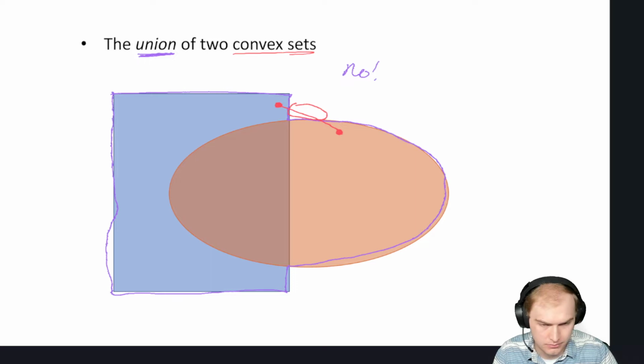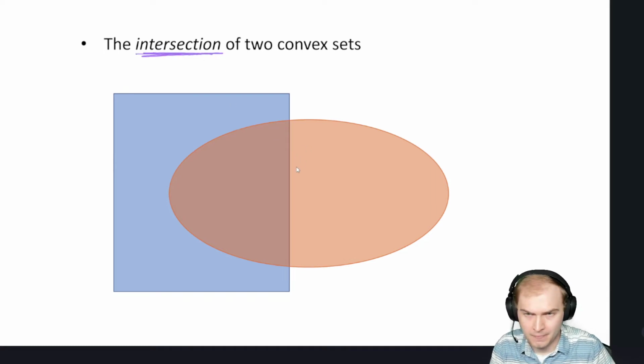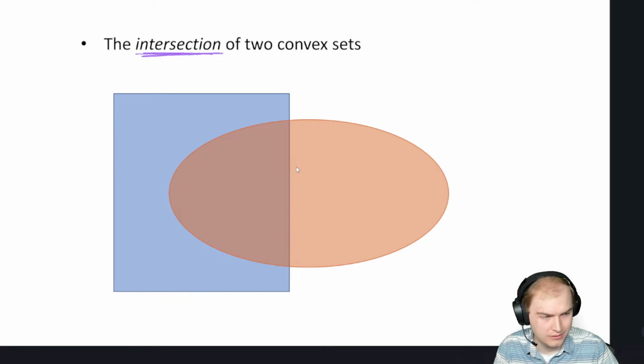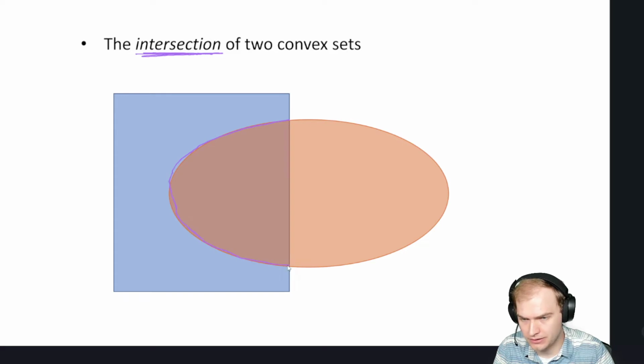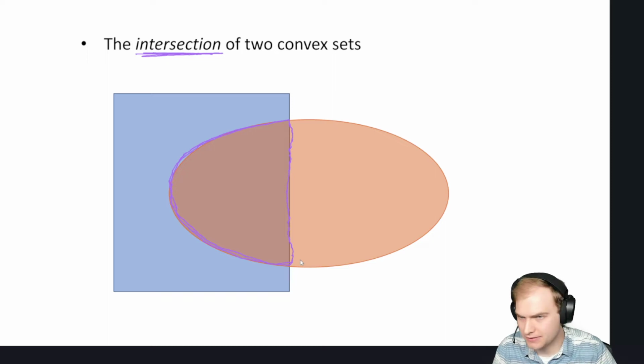Relaunch the poll. What about the intersection of two sets? So this is all the points that are in both sets simultaneously. So if I try to highlight where that is, it's sort of the middle of the Venn diagram. Getting yeses. Good.